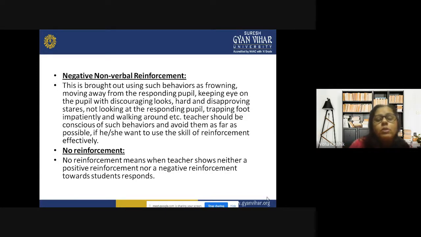Now the next one is no reinforcement, which means the teacher is giving neither positive reinforcement nor negative reinforcement to the learner. No reinforcement means when the teacher shows neither a positive nor a negative reaction towards the student's opinion, information, or response.